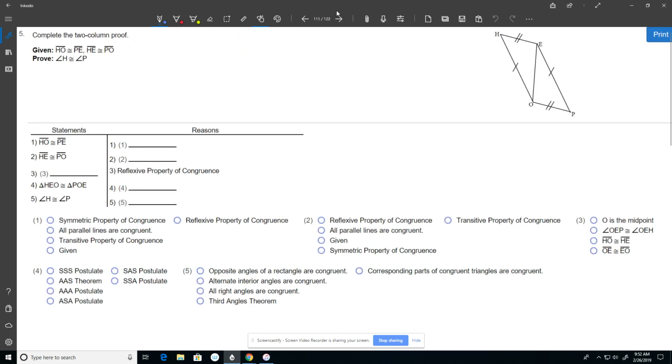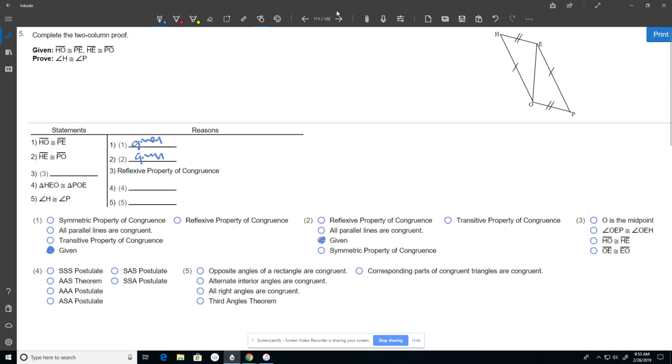Number 5, complete the 2-column proof. It gives you this picture that kind of goes along with the given. It says that HO is congruent to PE. So this side here is congruent to PE. HE is congruent to PO, and then it wants you to fill in the proof. So statement 1, HO is congruent to PE. That's given. So down here you would select given. It's going to have you do these one at a time. Step 2, HE is congruent to PO. That's also given. So you'll select given.